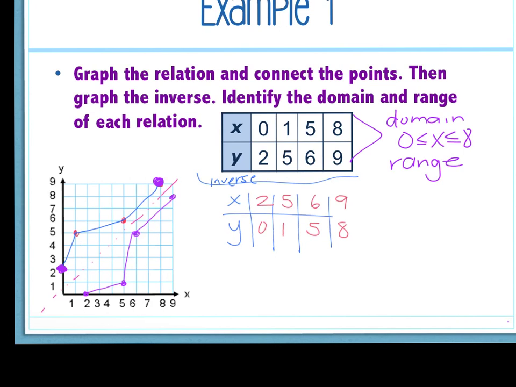How about the range of my initial function? So now range, we're doing the y values, right? What's the lowest y of my initial function? 2. What's the biggest y? 9. And it's all the y's in between those.